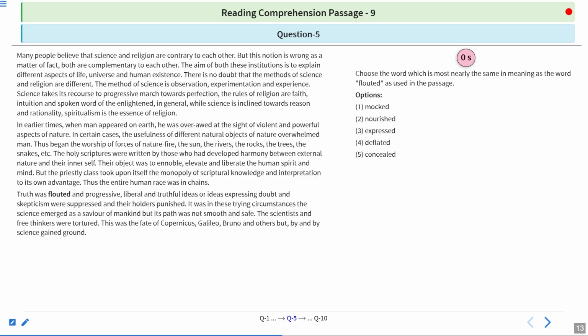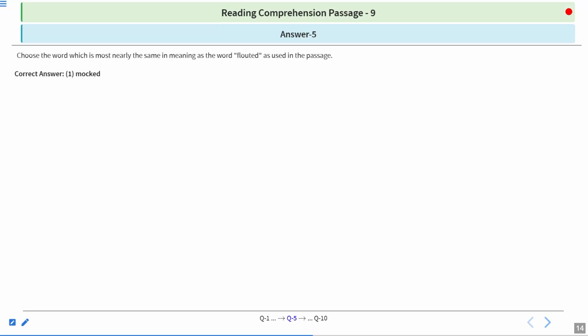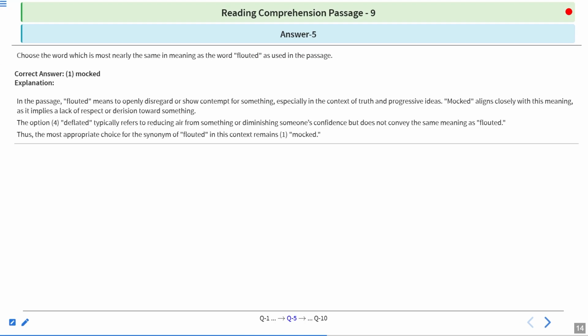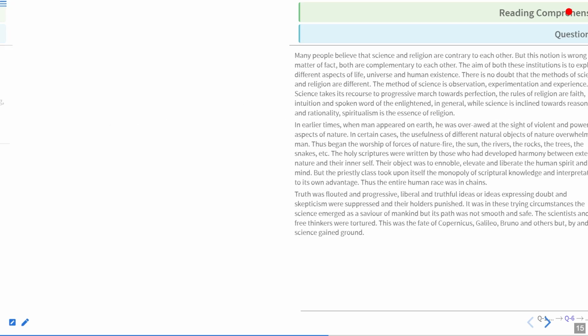I hope you've chosen the right one. Let's move to the correct answer. The correct answer is 1, mocked, and the explanation is in the passage, floated means to openly disregard or show contempt for something, especially in the context of truth and progressive ideas. Mocked aligns closely with this meaning, as it implies a lack of respect or derision towards something. The option for deflated typically refers to reducing air from something or diminishing someone's confidence, but does not convey the same meaning as floated. Thus, the most appropriate choice for the synonym of floated in this context remains 1, which is mocked. I hope you have understood.